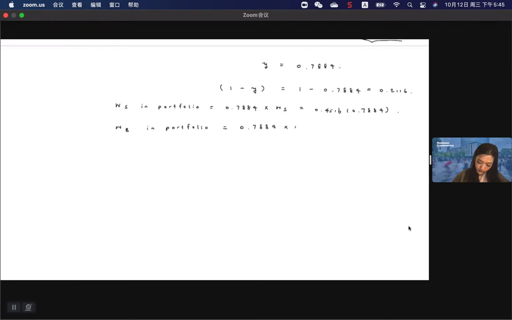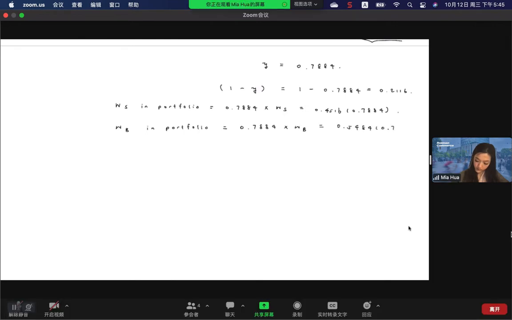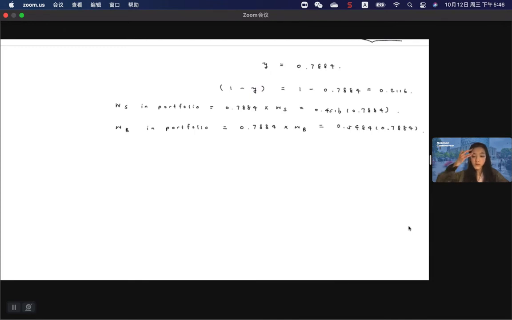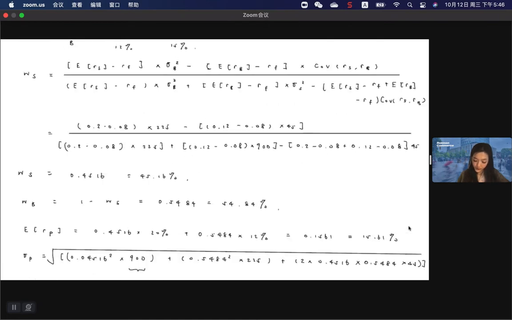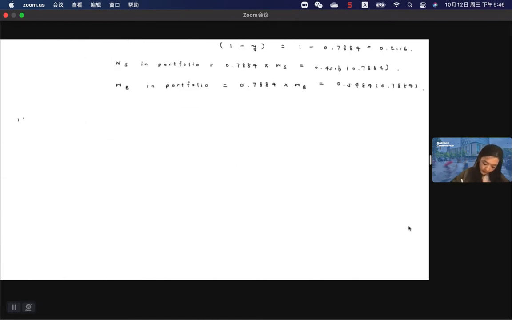0.7884 times the weight of bond in the risky portfolio. And 0.544, 0.76. And this will give you the weight of each asset in your portfolio. That is question 9. And let's go to question 14.